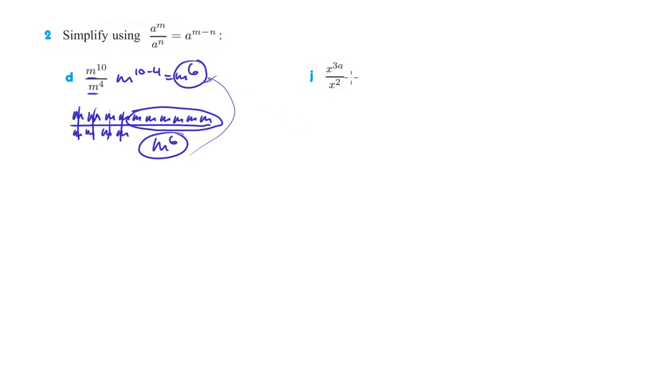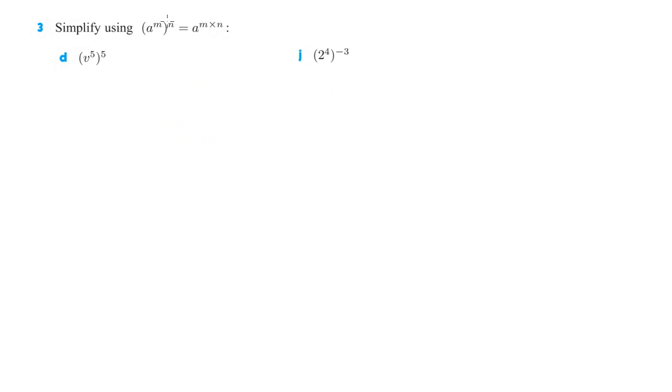All right. This one here, bases are the same, so you simply subtract the exponents. So this is going to be x to the 3a minus 2. Can't simplify that, so we just leave it. Okay. Number 3, simplify using a to the m raised to the n power, which means that you multiply the two powers. Okay, power raised to a power.